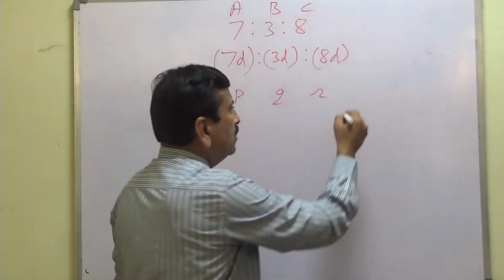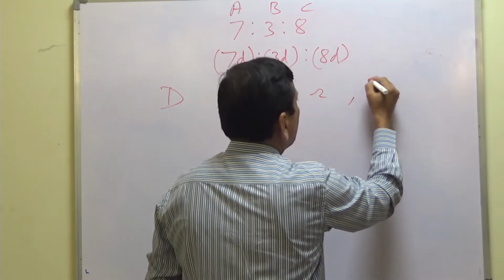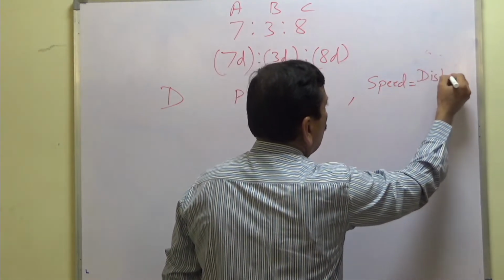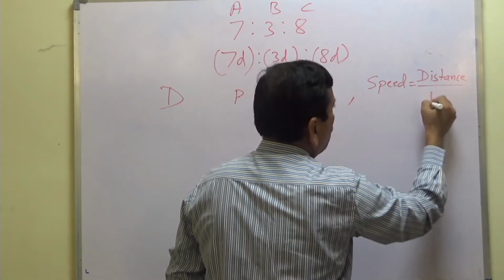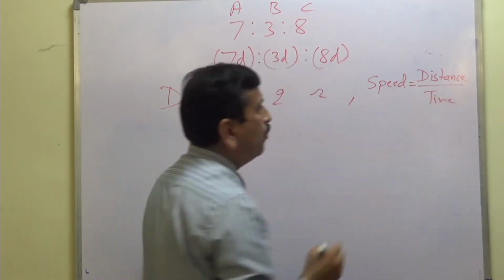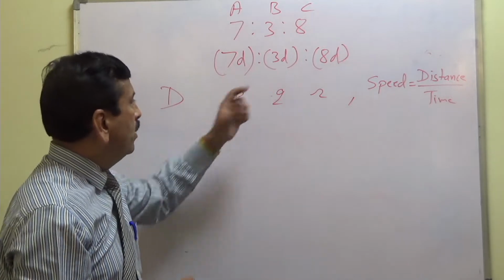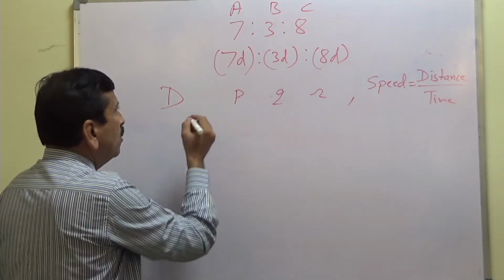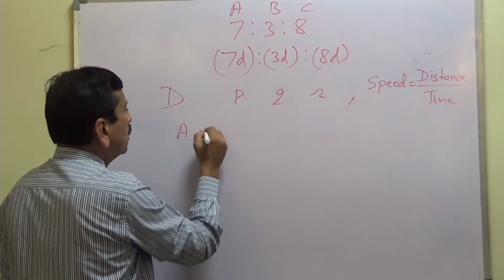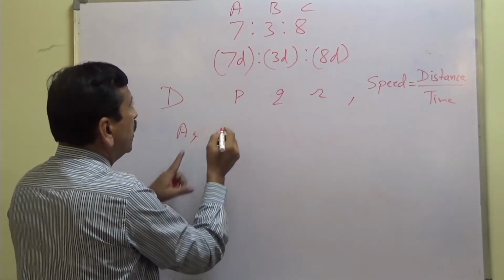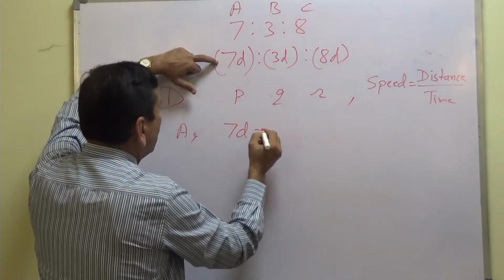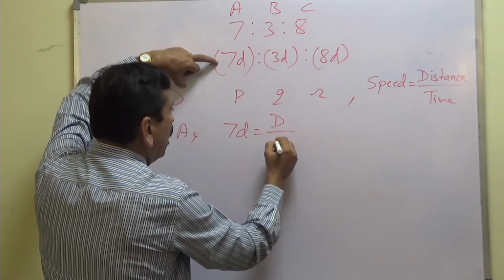Now we know that speed is equal to distance upon time. Now for all of them the distance is the same, so we have to correspondingly make it. For A, what will happen? For A, speed is how much? Speed is 7D, equal to distance, capital D, upon time P.